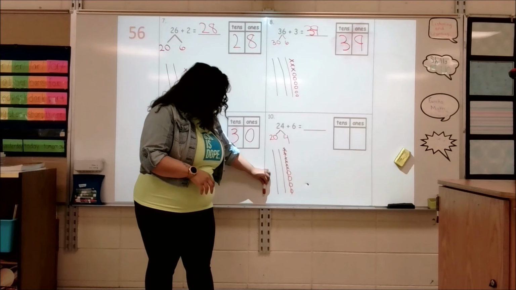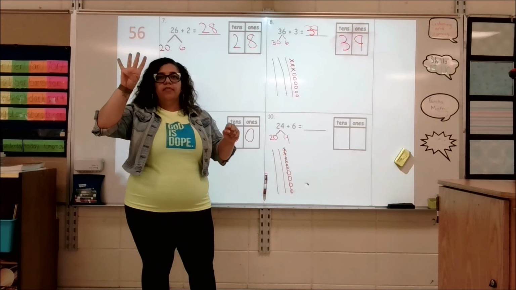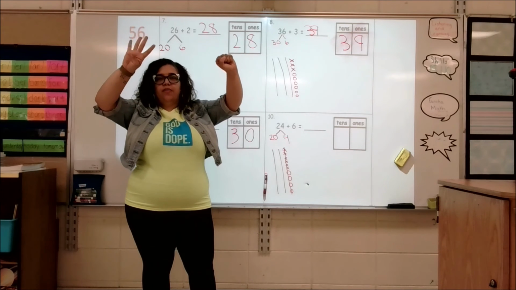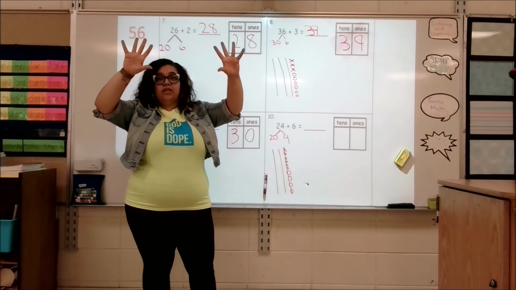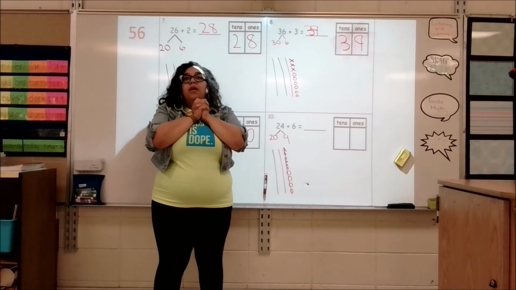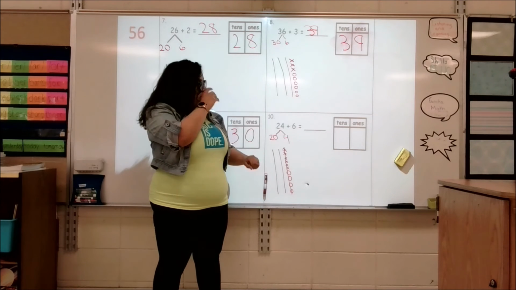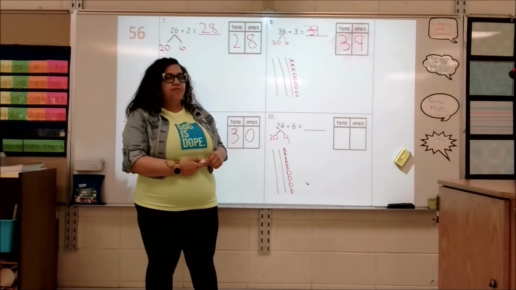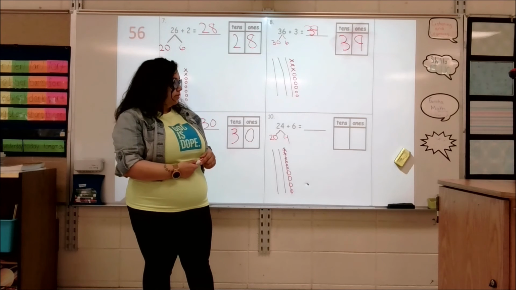You're not sure? Okay, you didn't believe me. Okay, so show me 4. How many fingers are down when I hold up 4? 6, which means this is a group of 10. And as soon as we hit 10, we bundle them together. So what is the answer? What is 24 plus 6?